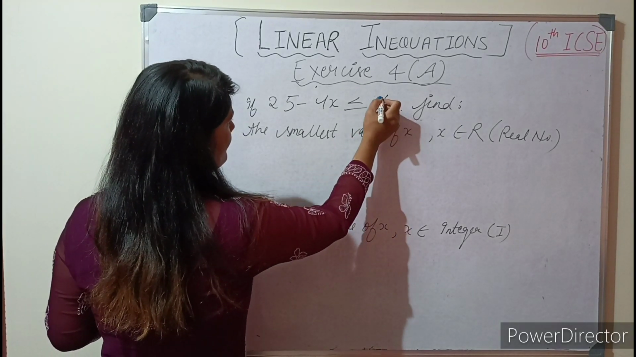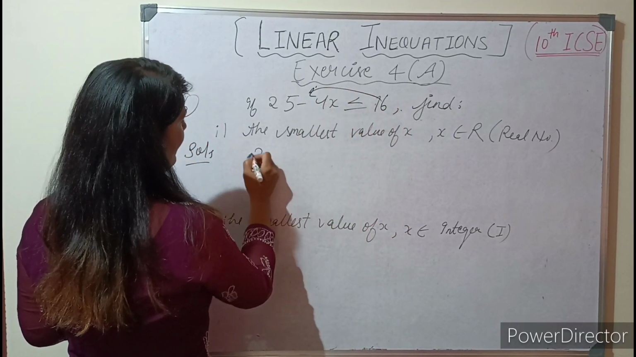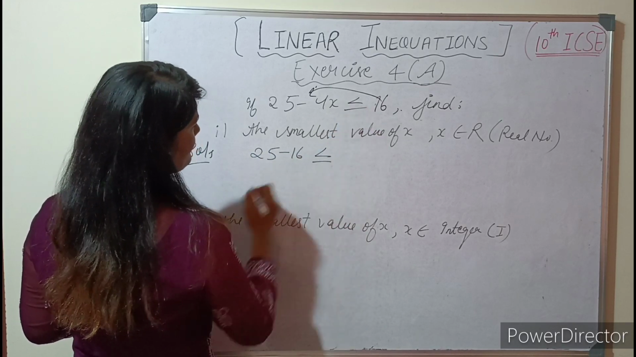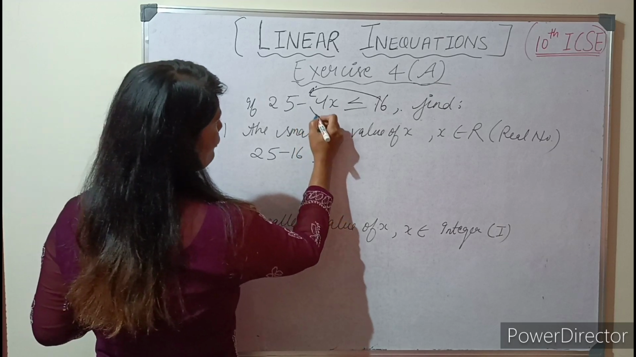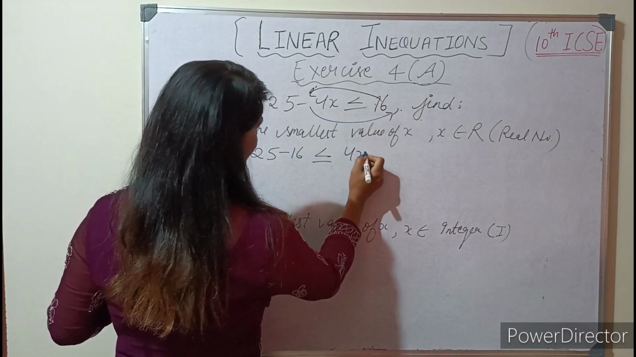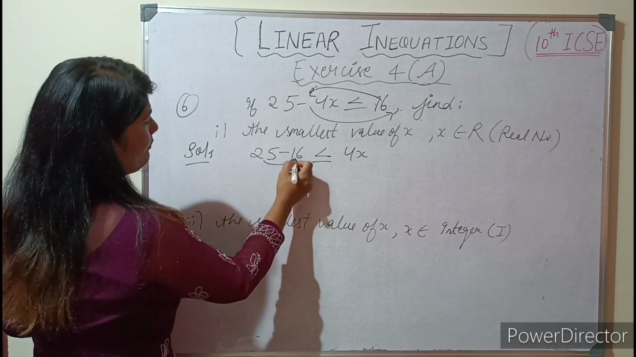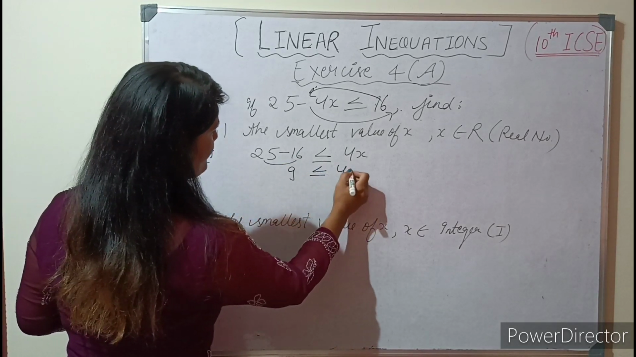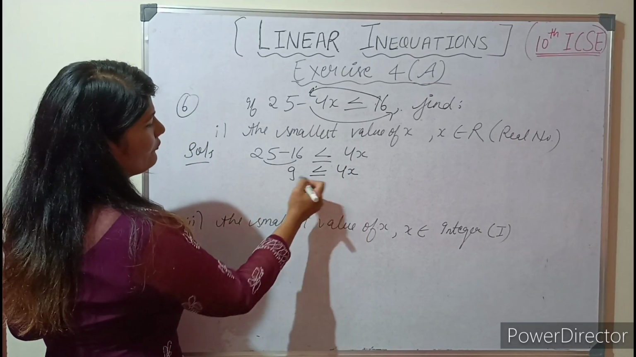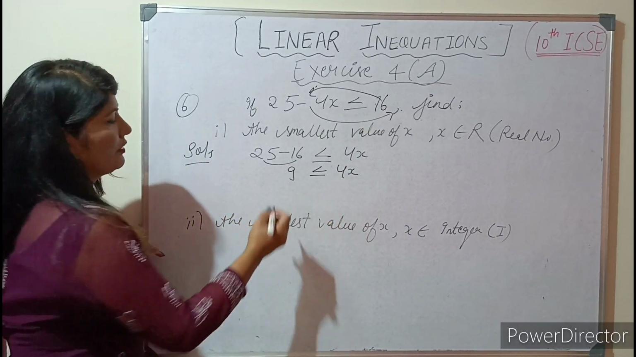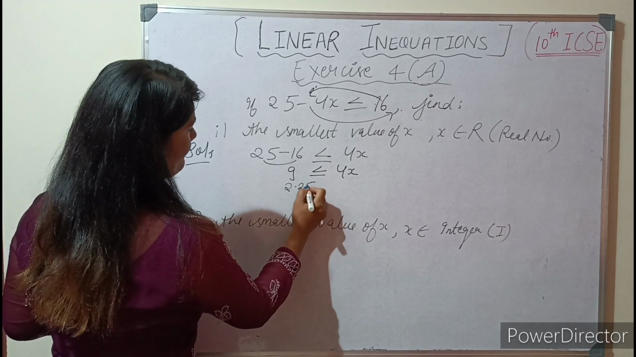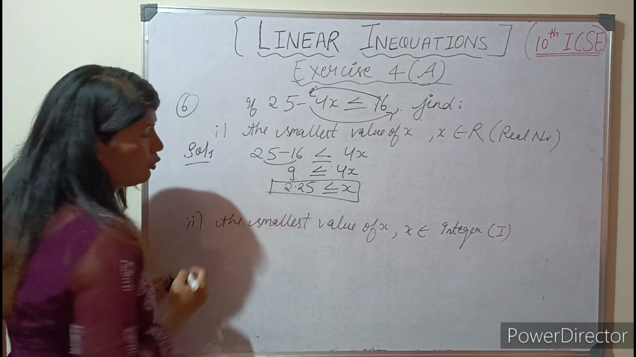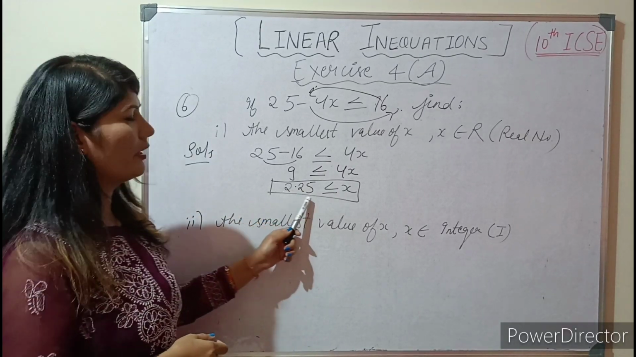So here the 16 will come to this side and it becomes 25 minus 16, and the sign will be as it is, and this minus 4x will go to the other side and this becomes plus 4x. So here 25 minus 16 is 9, and the sign will be the same, this is 4x. Now divide 9 by 4. So if you divide 9 by 4, you will get 2.25. So it means the value of x is more than or equal to 2.25.